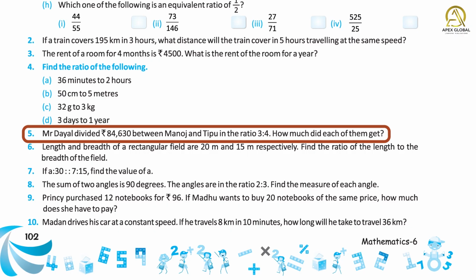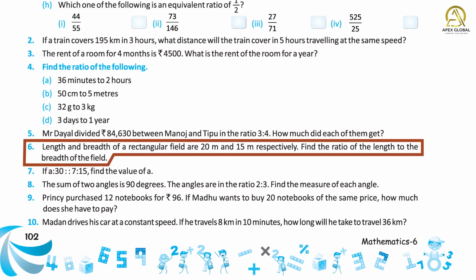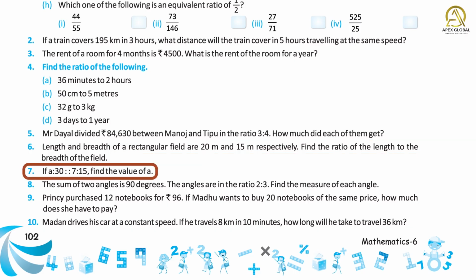Question 5. Mr. Dayal divided rupees 84,630 between Manoj and Tipu in the ratio 3:4. How much did each of them get? Solution: Manoj equals rupees 36,270, Tapan equals rupees 48,360. Question 6. The length and breadth of a rectangular field are 20 meters and 15 meters respectively. Find the ratio of the length to the breadth of the field. Solution: 4:3.